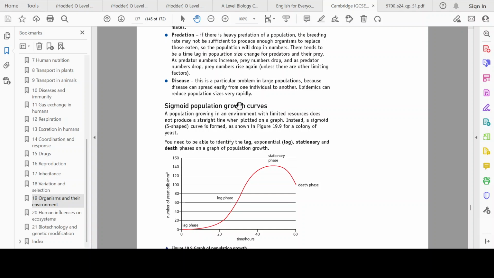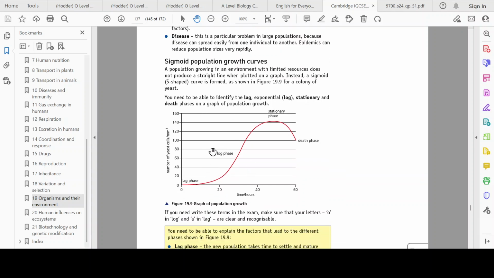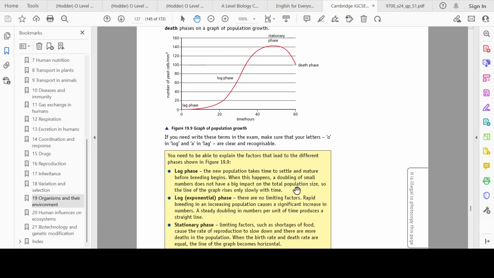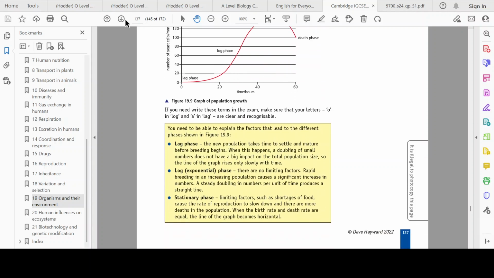Disease. If there's a disease outbreak and a significant number of individuals of a population are affected and die off, then obviously that's going to affect them for at least some period of time. Okay, this is the part that confused me. The sigmoid population growth curve is not part of the O level syllabus, and so we'll skip that.